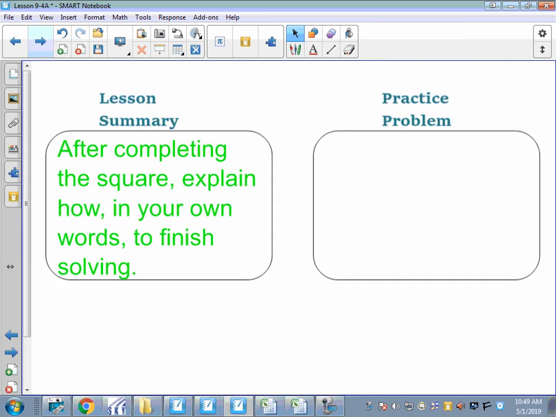Talk about after completing the square, explain how, in your own words, to finish the solving. What do you have to do to finish off the problem when you solve? And just explain in your own words. If you need a problem to use, use this one. What would you do? So this one, basically that's what I'm asking you to do is finish solving: x plus 2.5 squared equals 25.